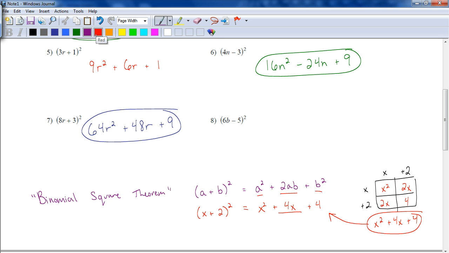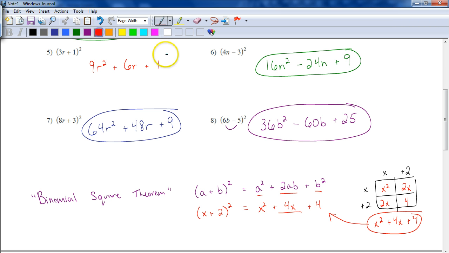And lastly, looking at this one, we would start by squaring the 6b. 6b when you square it is 36b squared. Take the 6b and the negative 5, multiply those together, but remember it's a negative 5, so 6b times negative 5 would be a negative 30b. Double that, and it's negative 60b. My last term is negative 5 squared, which is a positive 25.